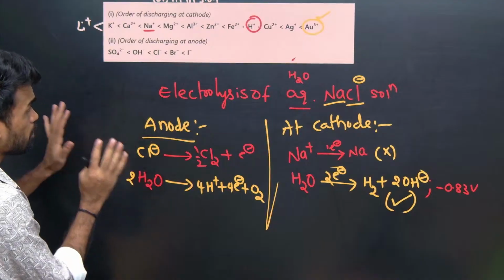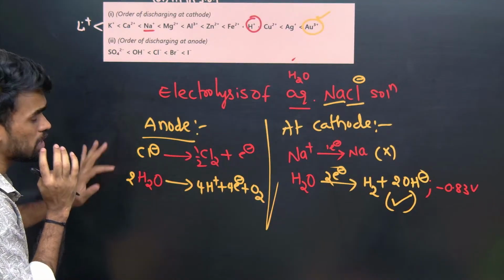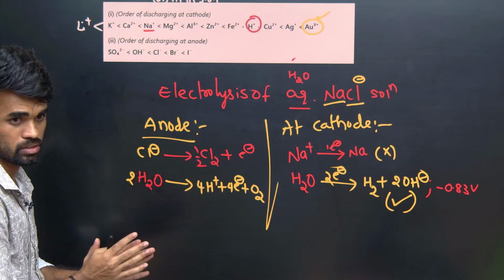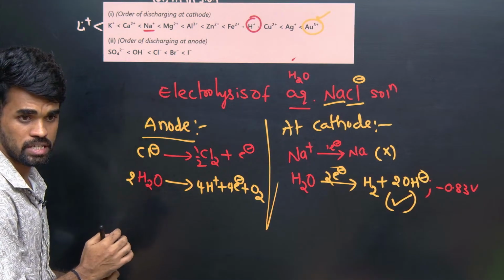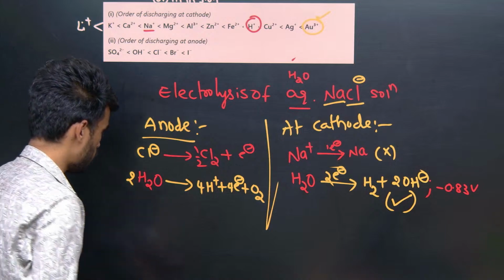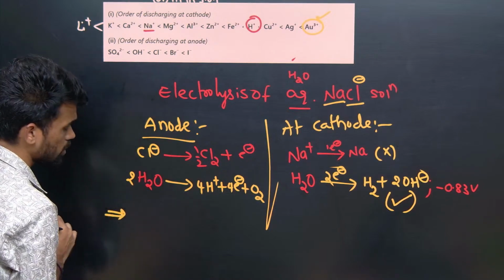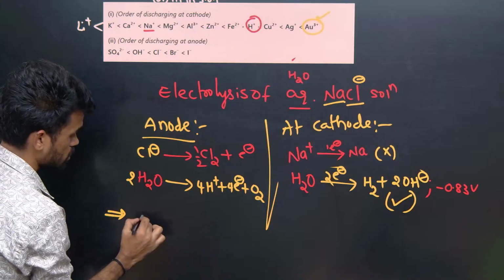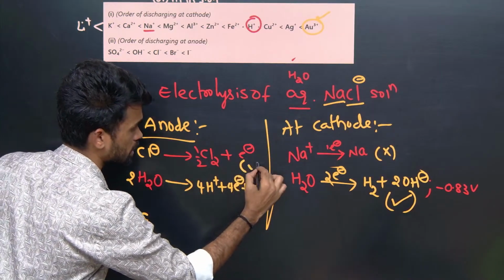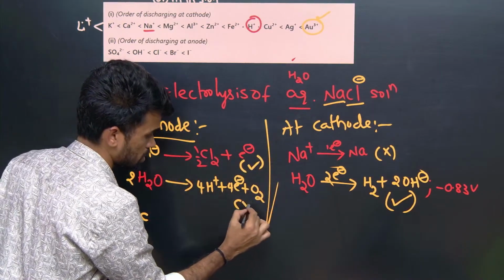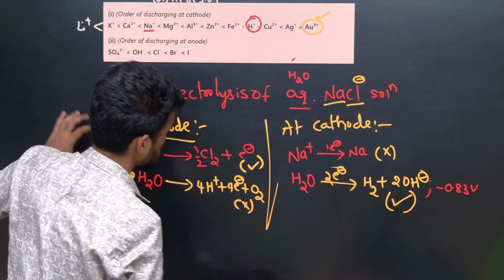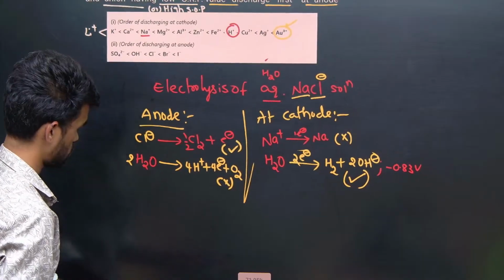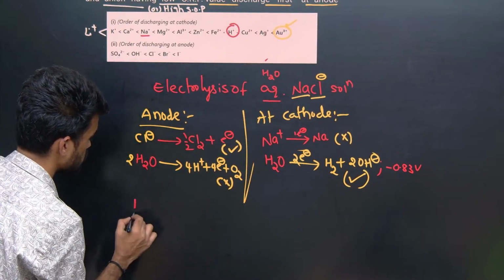Now out of these two, which will discharge first? That is the question I am asking. As per this order, chloride ion should discharge first. So here I am writing Cl, you just take it like this and keep it like this. And what is the net reaction you have seen?